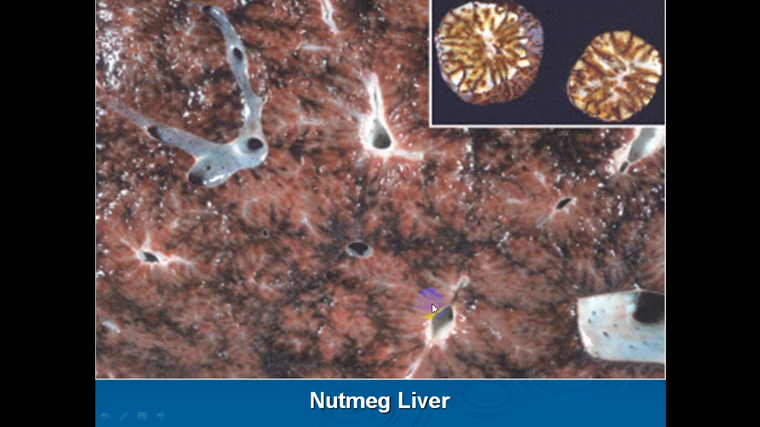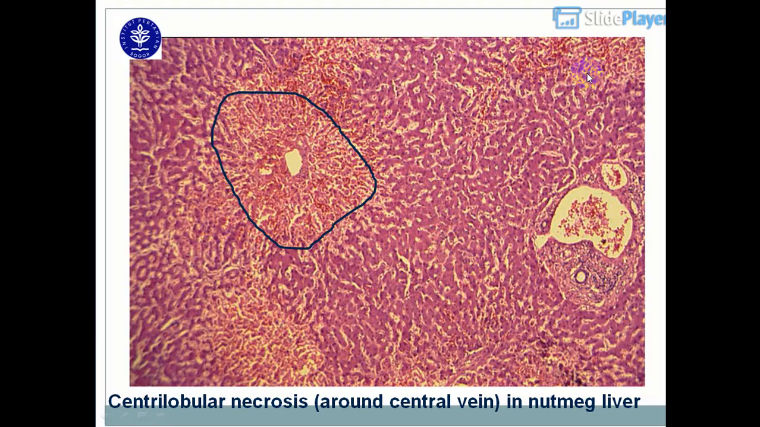Here is the pale part, and this is the congested part, the reddish area, the reddish spots here, just like the cut surface of nutmeg. If we look closely, there is centrilobular necrosis, and this centrilobular necrosis occurs around the central vein. This is the central vein, a very small vein, and the necrosis and degeneration will occur around the central vein. This is what we call centrilobular necrosis.